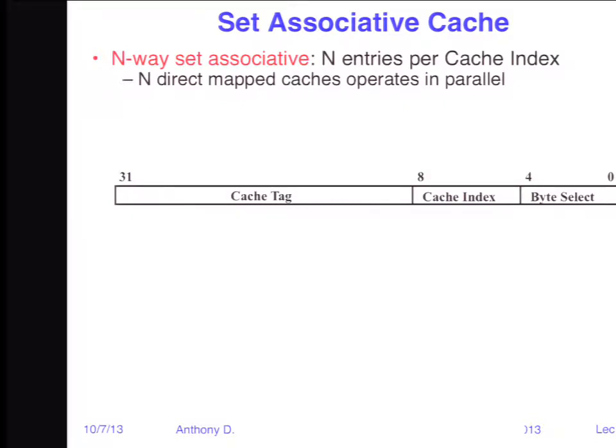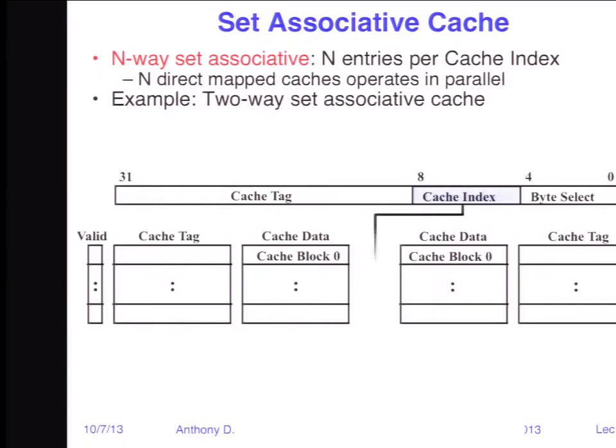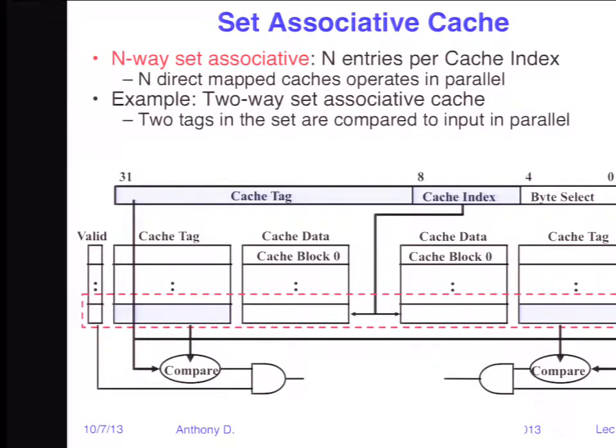So we have our byte select, our cache index, and our cache tag. Now, instead of having a single place where we can store an item, in this case, this is a two-way set associative cache. So we have two different places where we could store it. We could store it in this set, or we could store it in this set. So our set is made up of two cache lines. Now we compare the tags in parallel, so we've got two comparators for our two-way set associative cache.